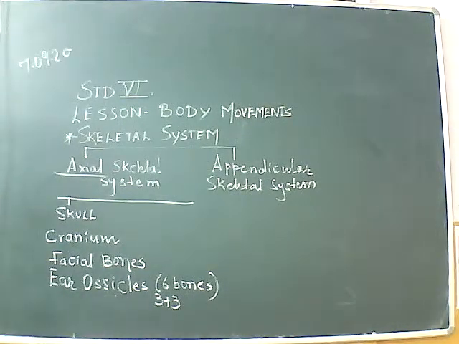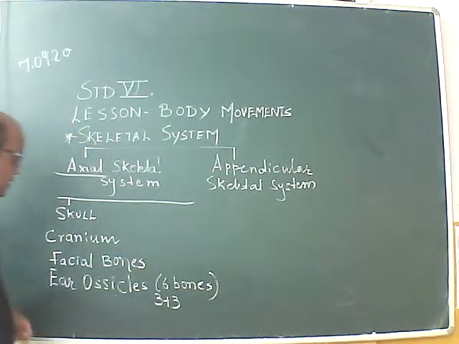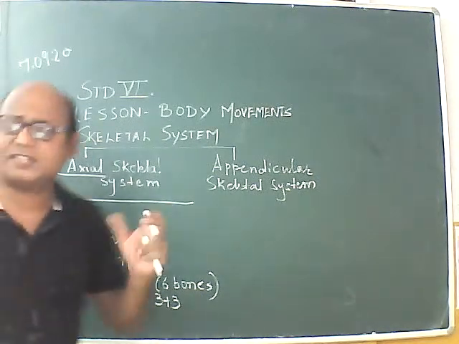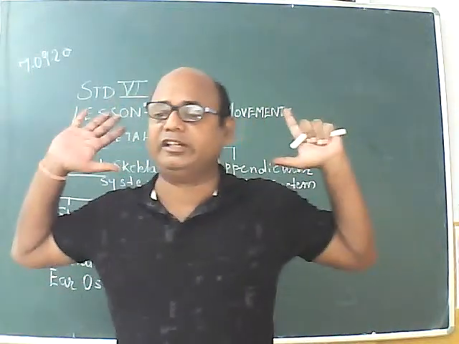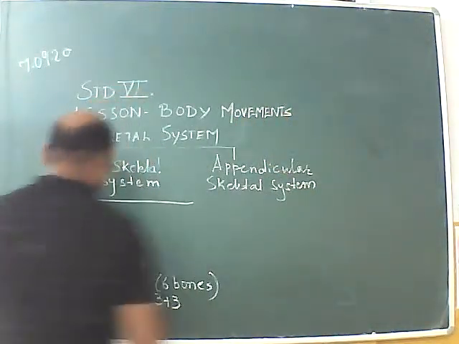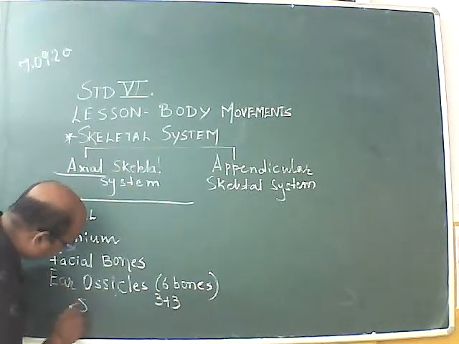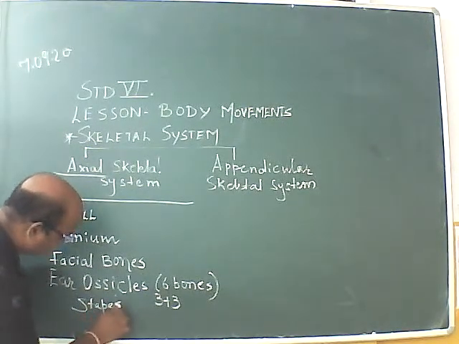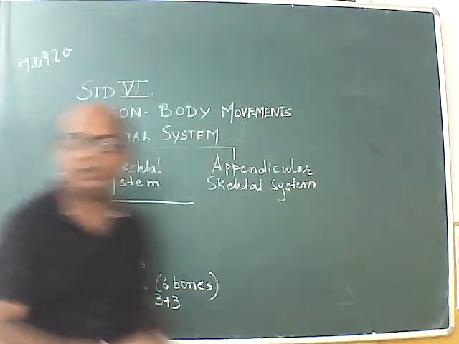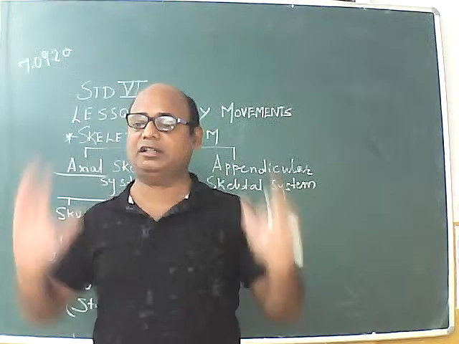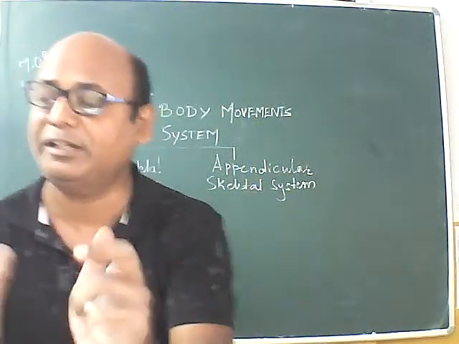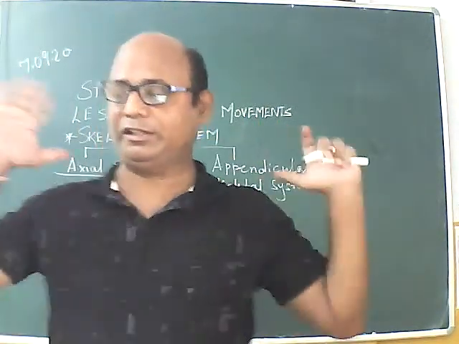Okay. Don't write anything now. Listen carefully. 3 plus 3, 6 bones are there in the ear ossicles, and here only we will find the smallest bone in our body, that is known as the stapes. The smallest bone in the body is called the stapes. It is in the ear ossicle, which is present in the middle ear.